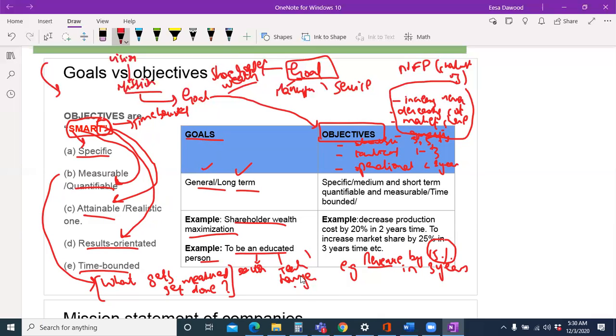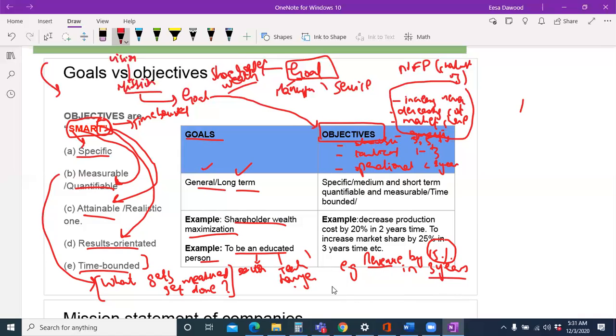And if I think that it's attainable as well, if I see that increasing revenue by 15% is something I can do in about 3 years, right? The next important thing is that it has to be time bounded as well: increase revenue by 15% in how much time? In 3 years. That actually makes it time bounded. So now are you clear about goal and objective?